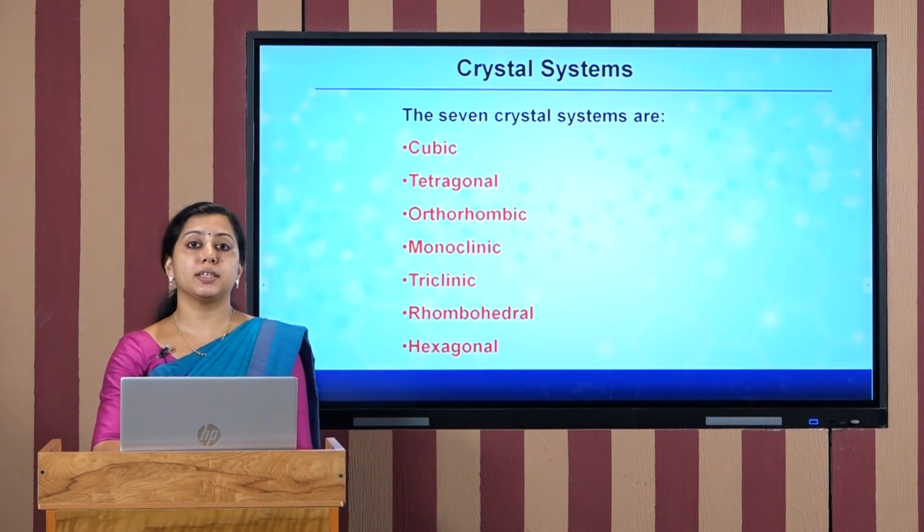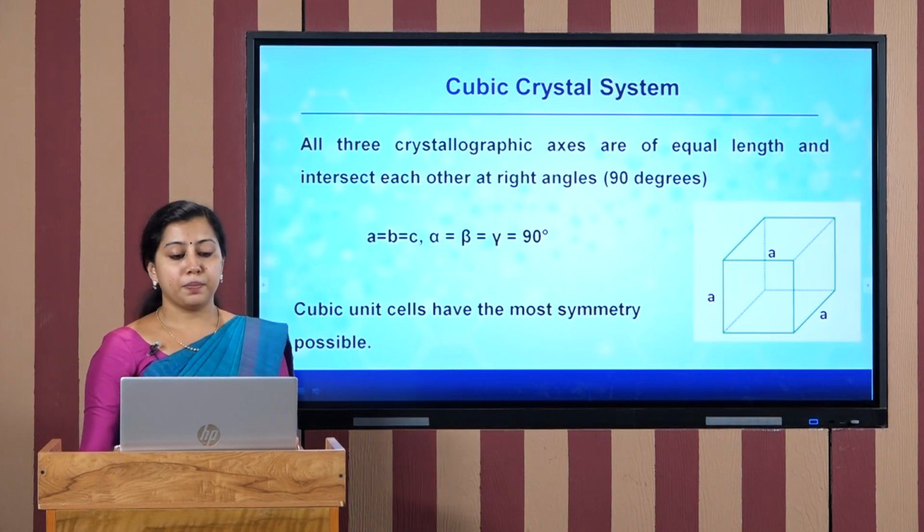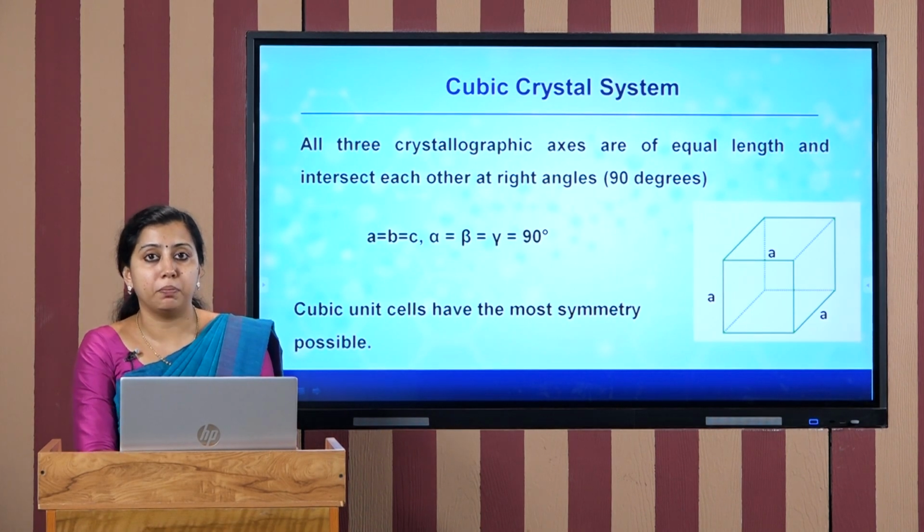Now, let us see what are the 7 crystal systems. We have a cubic crystal system, tetragonal, orthorhombic, monoclinic, triclinic, rhombohedral and hexagonal. Now, let us see each crystal system one by one.